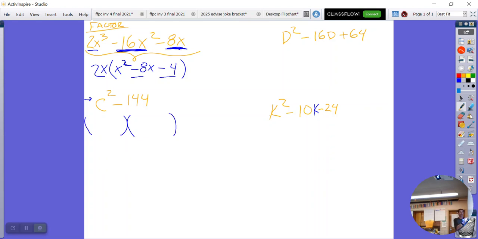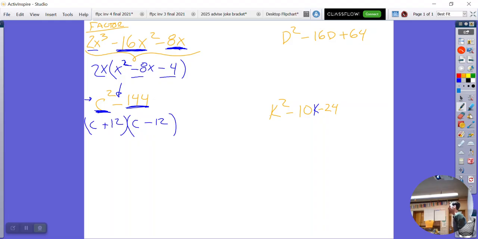Okay, so we have 2 perfect squares. C squared is a perfect square. 144, as Jack said, is a perfect square. And we are subtracting. Subtracting is finding a difference. So since we are finding a difference of 2 perfect squares, we have a difference of squares. So what times what is C squared? C. We have 1 positive and 1 negative because that's the only way to multiply to get a negative. What is the square root of 144? 12. 12 and 12. And there we go.